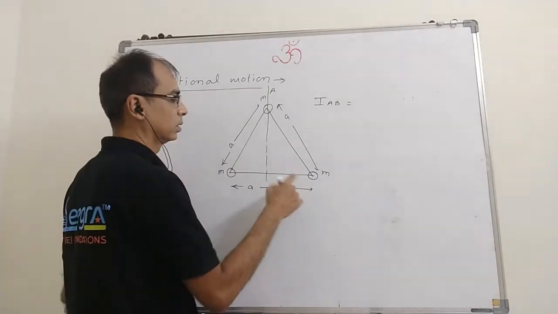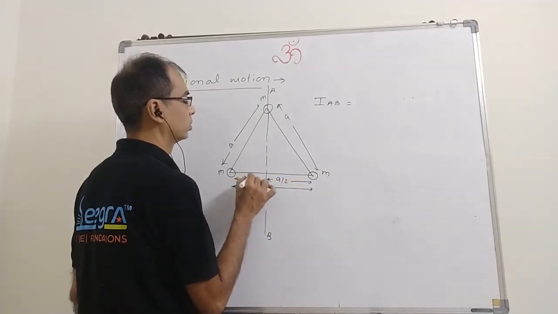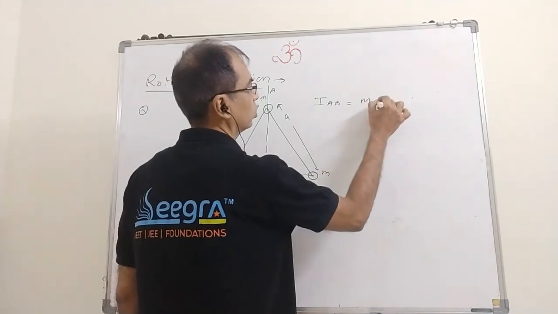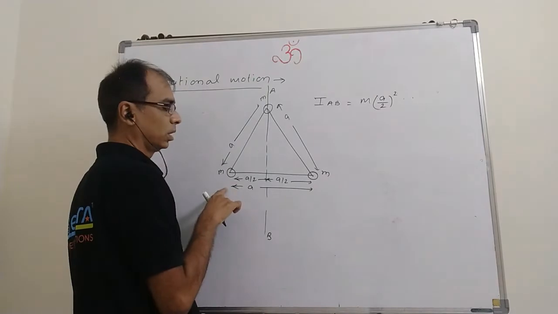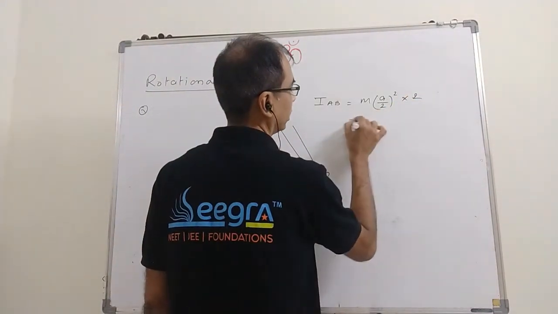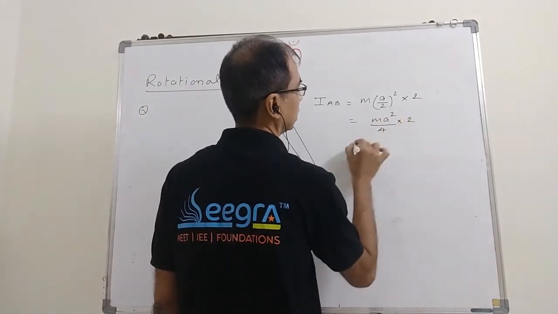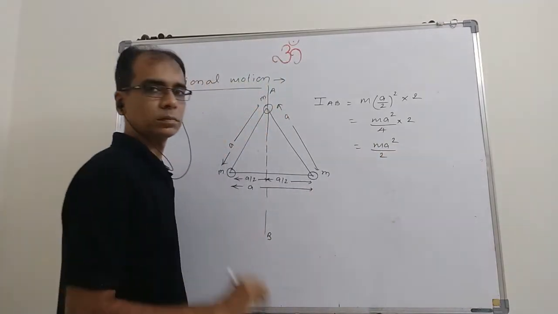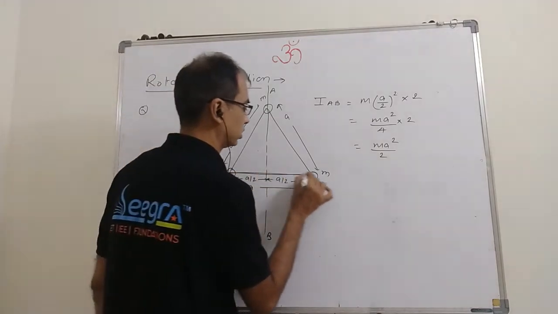What about this one? This is at a by 2. This is also at a by 2. So the moment of inertia of this mass is m (a by 2) whole square. This also m (a by 2) whole square. So multiply it with 2. What are we getting? m a square by 4 into 2, that is m a square by 2.